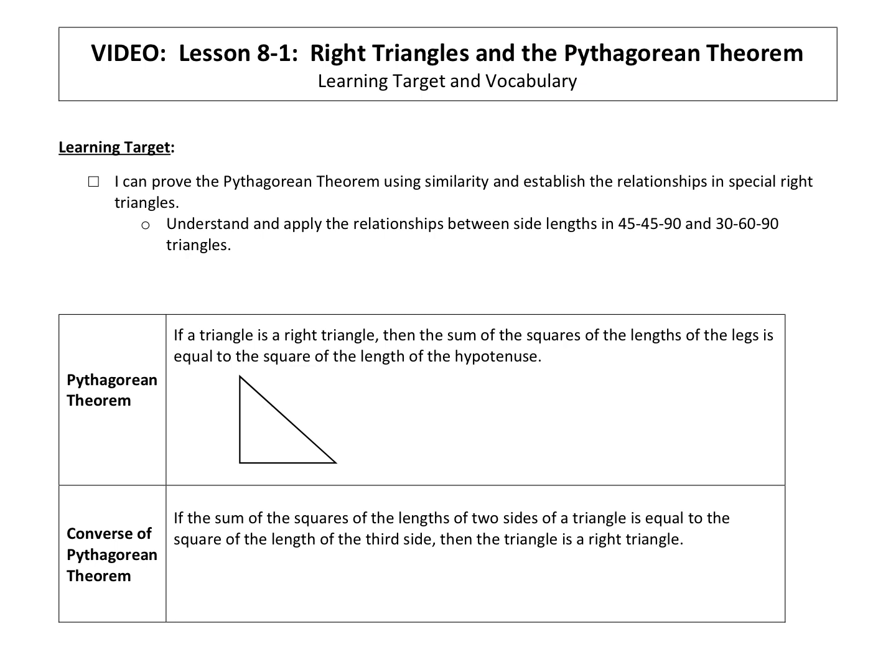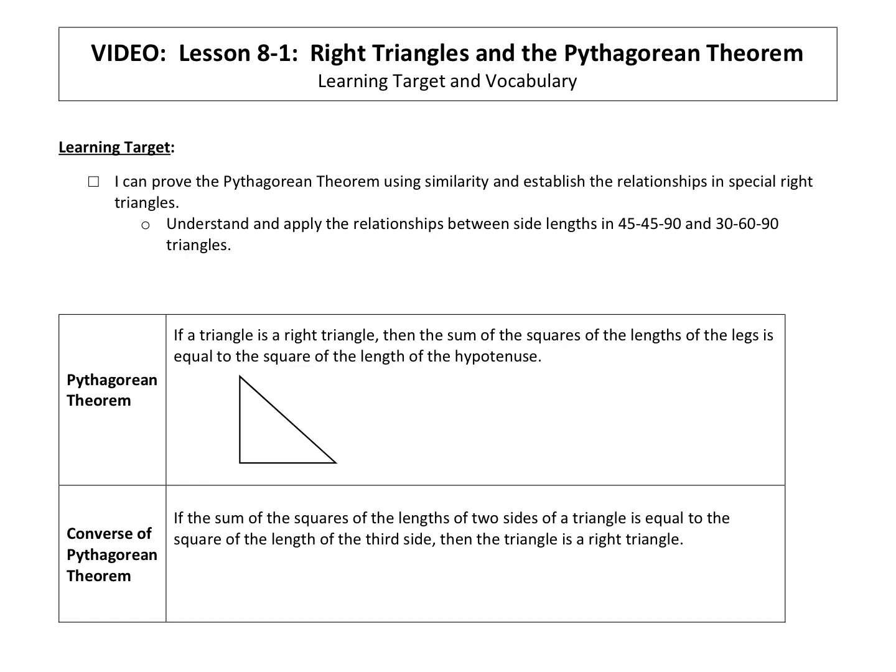Our learning target for this lesson: we are going to prove the Pythagorean theorem using similarity and establish the relationships in special right triangles. We will be able to understand and apply the relationships between side lengths in 45-45-90 and 30-60-90 triangles.